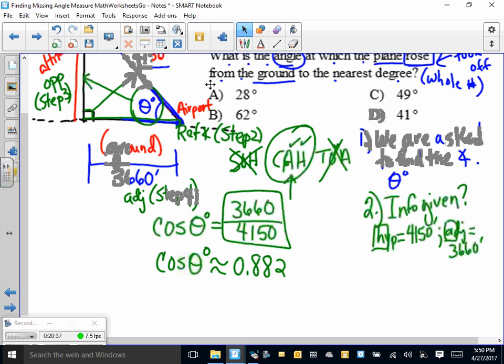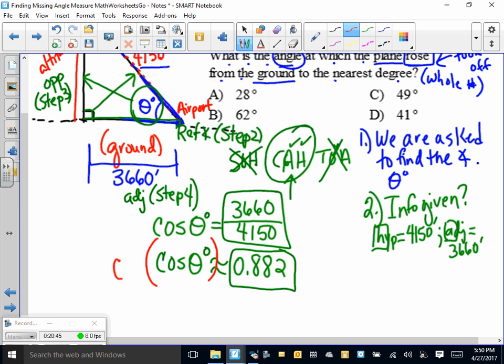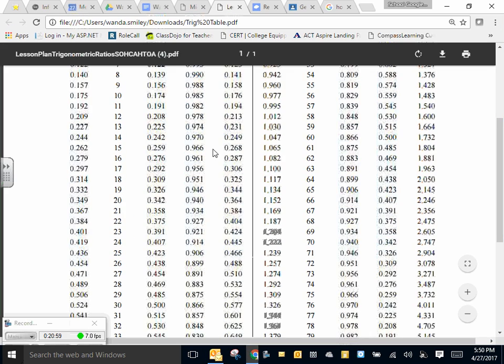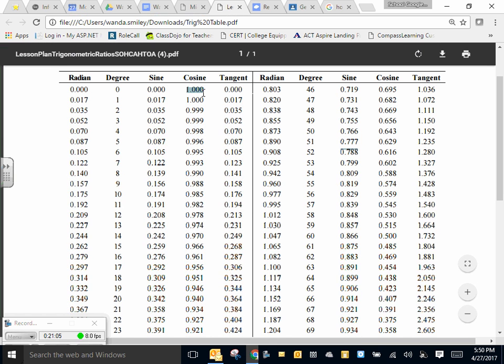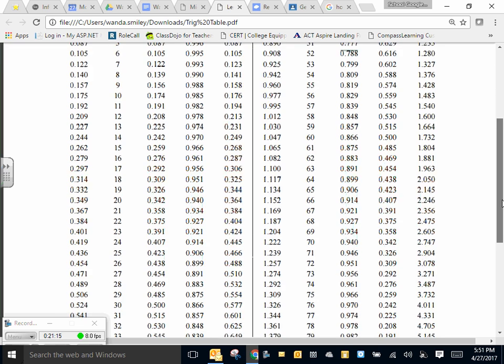Now we're going to take this number and go to our table to find the inverse. Remember, to do the inverse is whatever the trig is to the negative first power, so in this case cosine to the negative 1. I'm looking for a number that's close to 0.882. So I go back to my trig table and look down the cosine column. Whoops, wrong column, sorry. As I go down, the numbers are decreasing. So I'm looking for the one closest to 0.882.